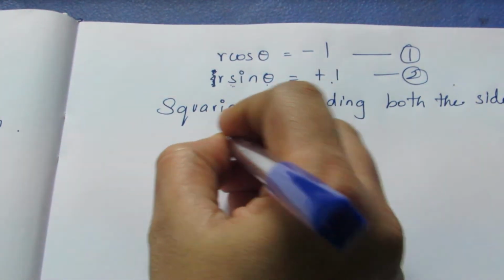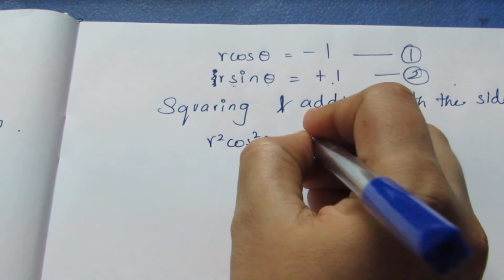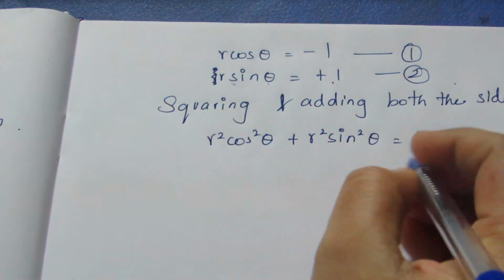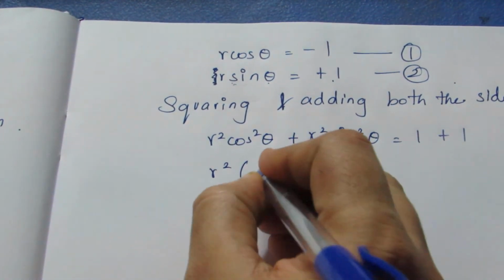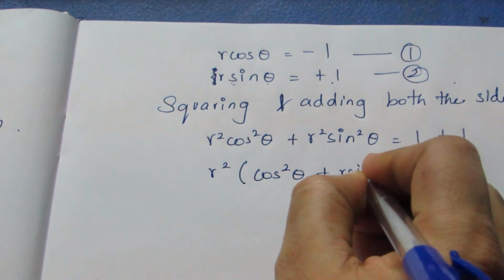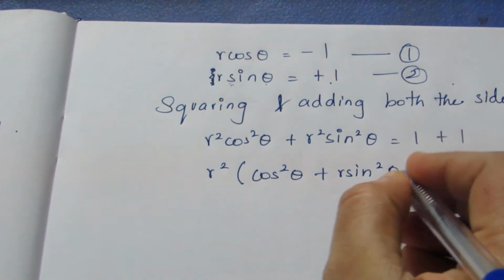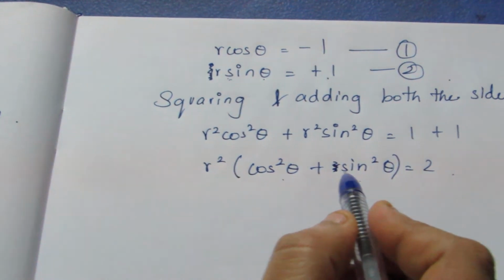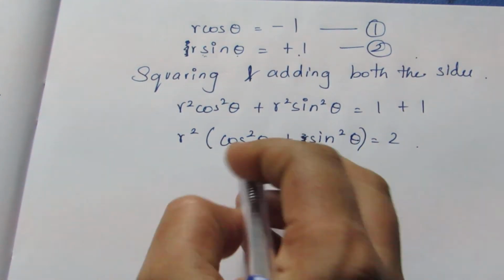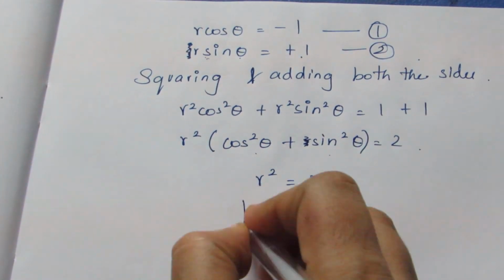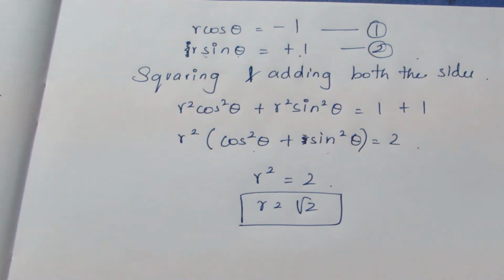We get r square cos square theta plus r square sin square theta equals 1 plus 1, which becomes, taking r square common, r squared times cos square theta plus sin square theta is equal to 2. We know that cos square theta plus sin square theta equal to 1. So r square equal to 2, we get r is equal to root 2.